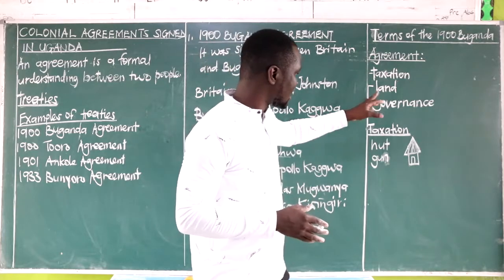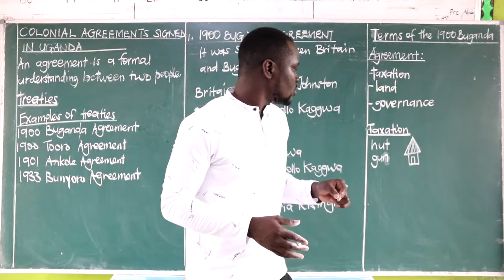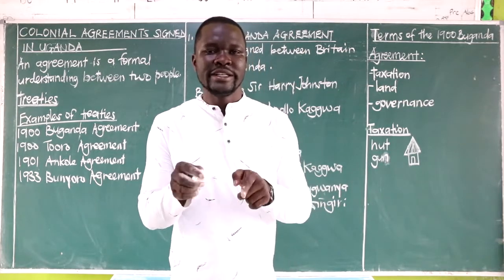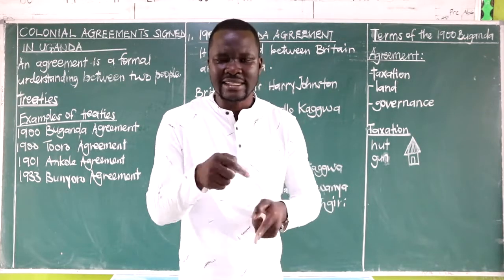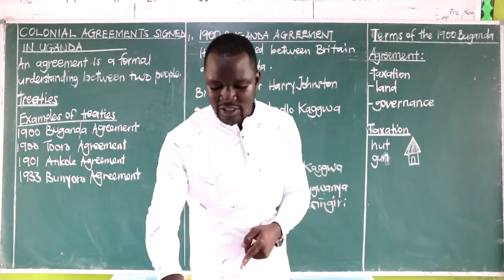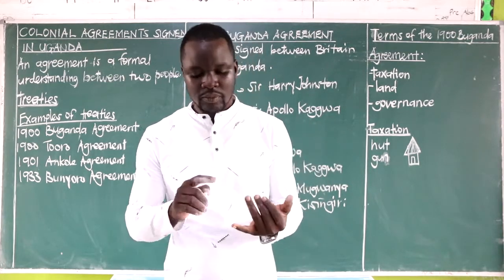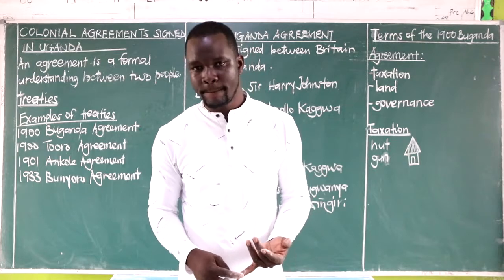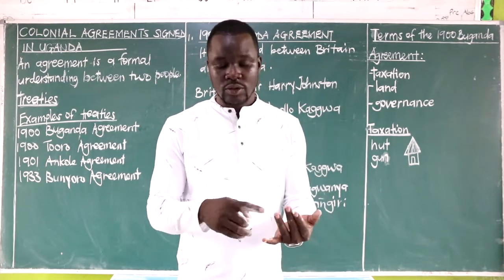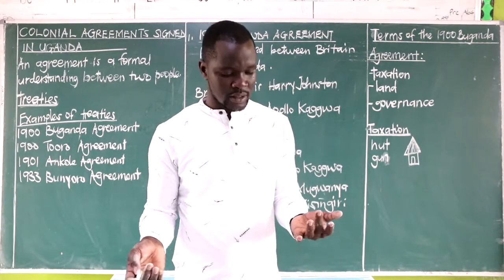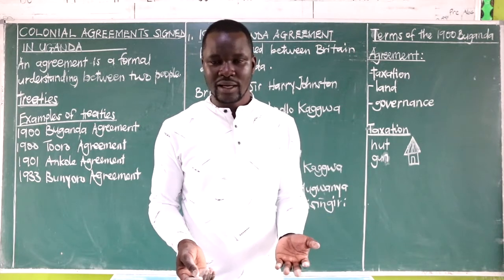Before we go to understand the next term, I want you to know that we are going to ask a question. Why did the British introduce hut and gun taxes? Why did they introduce taxation? Why did they make sure that they put that term there in that agreement? Now the answer is very simple. The British wanted to get money from people such that they could use this money to pay their administrators and then to provide some social services to the people. That's what we need to note.